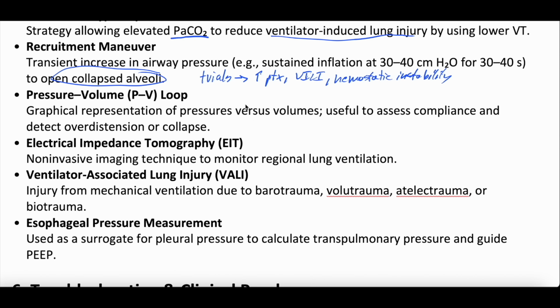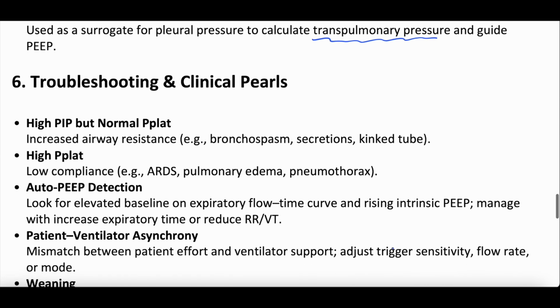Pressure volume loops. This is a loop you can get on the ventilator. We won't talk more about that. It can be helpful when there's overdistension or collapse of alveoli. Electrical impedance tomography. This is not something that we use, but it can be used to monitor regional lung ventilation. Ventilator-associated lung injury or ventilator-induced lung injury is another way you'll hear people talk about it. And this is injury to the lungs from mechanical ventilation. We've got a whole episode on this: barotrauma, volutrauma, atelectrauma, or biotrauma. And then esophageal pressure monitors. Some shops have an esophageal probe where you can do esophageal pressure monitoring, which can help you understand something called the transpulmonary pressure. Troubleshooting and clinical pearls.